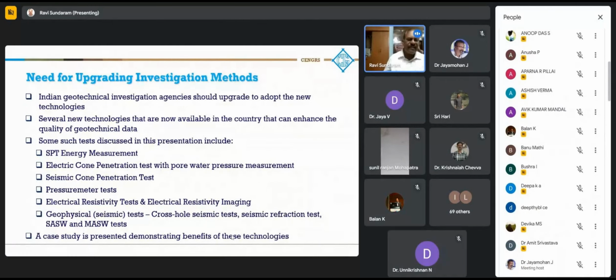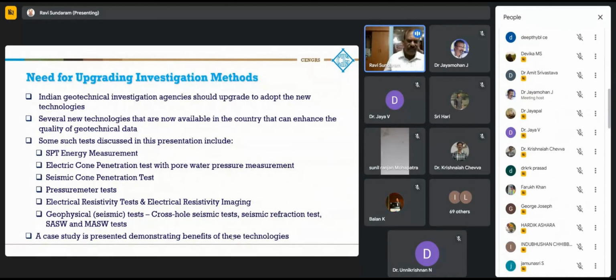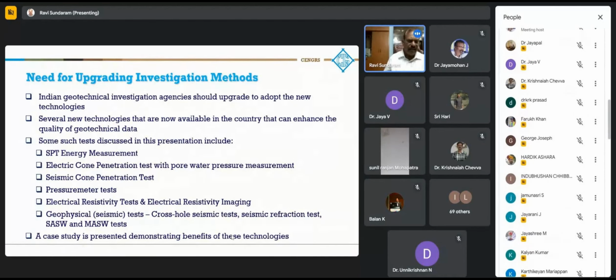So there is a great need for upgrading the conventional investigation methods. Earlier we used to talk only about boreholes, but now there are several new technologies available which can enhance the quality of the data. So some of these tests I will be presenting here. This is by no means the complete list.